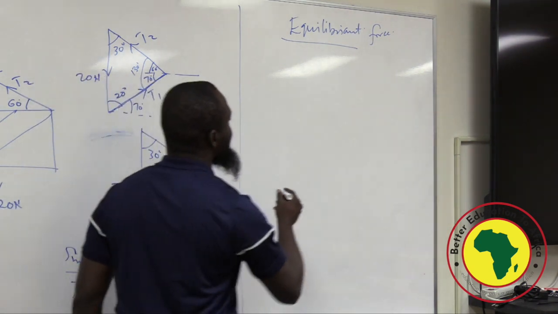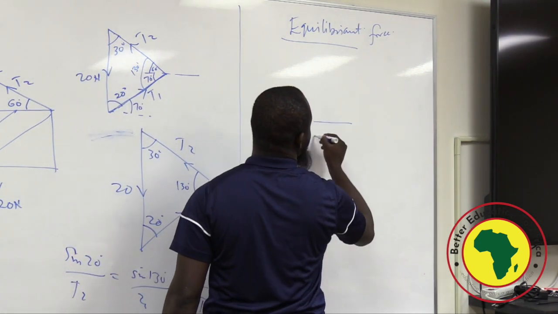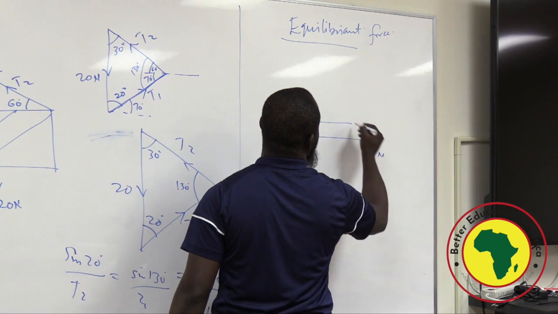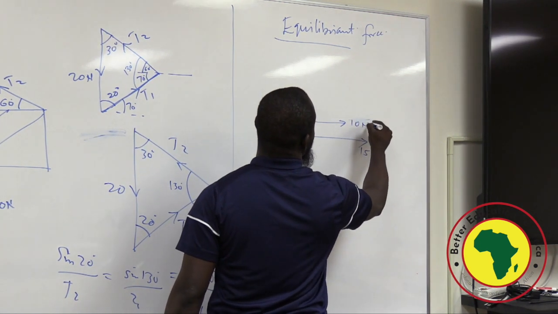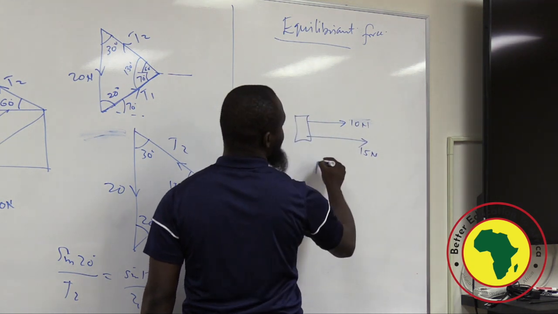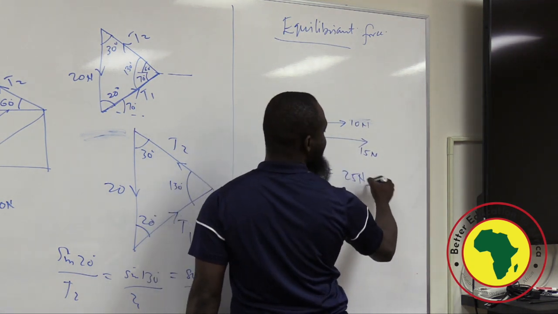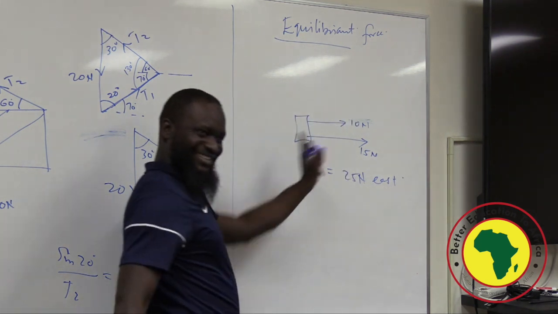What do I mean? If I have two forces going to the east, 15 newtons and 10 newtons, what is the resultant force? 25 newtons east, is that not?